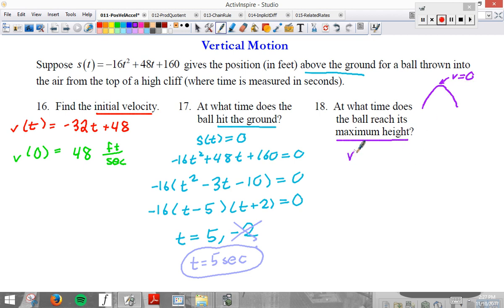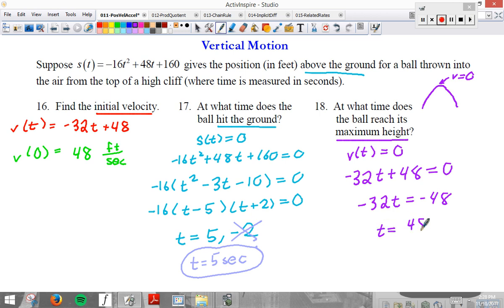So we're just going to set velocity equal to 0, negative 32t plus 48 equals 0, negative 32t equals negative 48. And it would be just fine with me if you left it unsimplified, like that. But we should always practice simplifying just in case we need to on the test for multiple choice. Divide both by 16, and you get our answer 3/2 seconds. Or 1.5 seconds. We're going to use decimals.